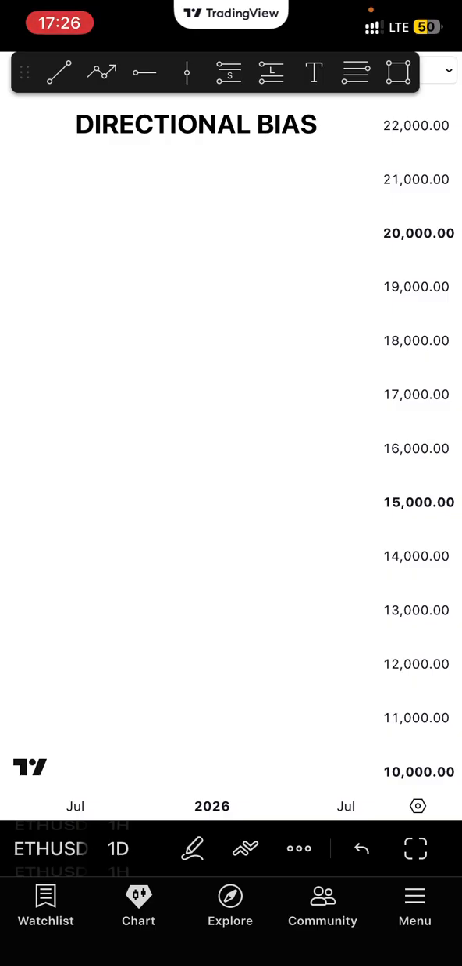So first thing first, I go to the higher time frame to look for the direction of the market. For example, most of the time I just use the daily time frame. I love to keep everything simple and not complicated. So what do I want to see on the daily time frame? I just want to see what the market is doing on the daily time frame. So what do I mean by that?